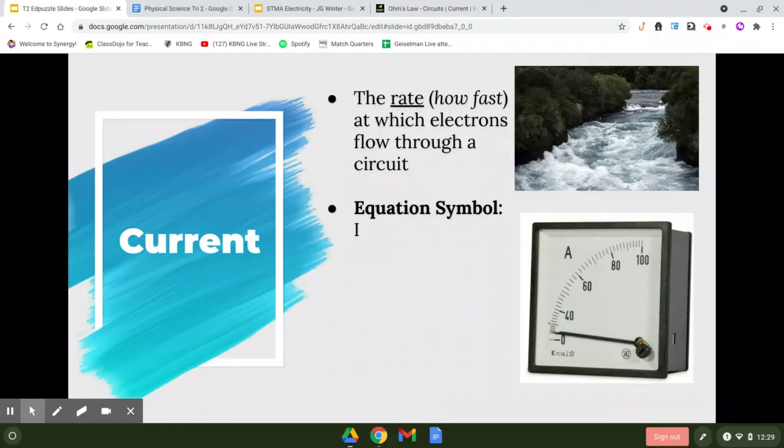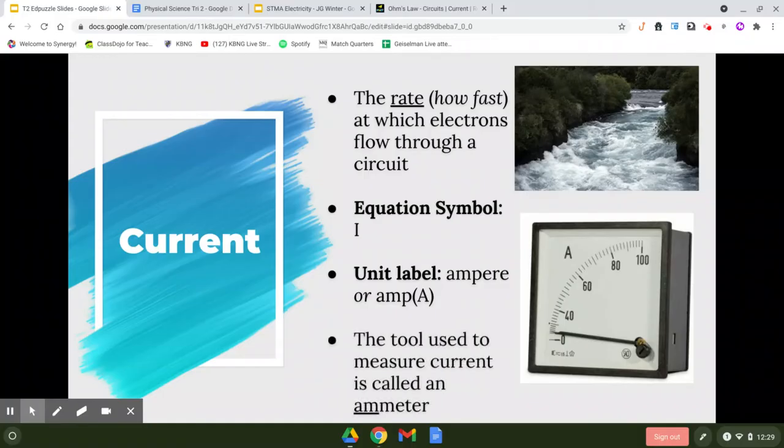When we use it in an equation that we're going to talk about called Ohm's Law, we use the symbol I because C is already taken for some other things. So we use capital I for current. The unit for current is the ampere or just the amp. We abbreviate that with a capital A. And when we actually measure current, we use a tool called an ammeter. It's pretty self-explanatory. You measure amps with an ammeter.